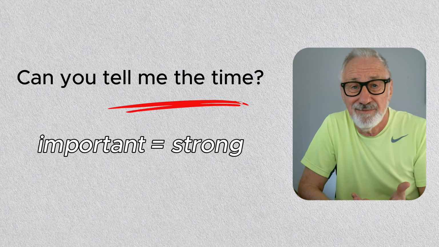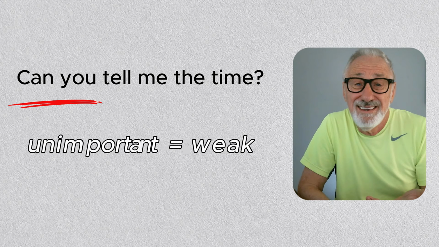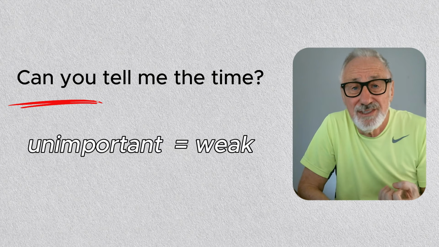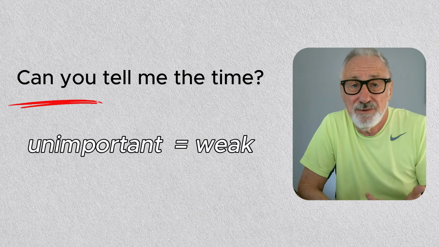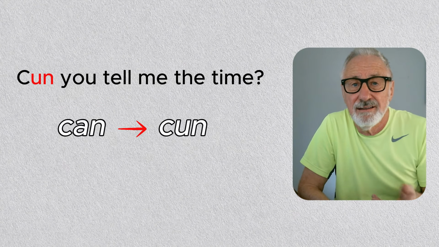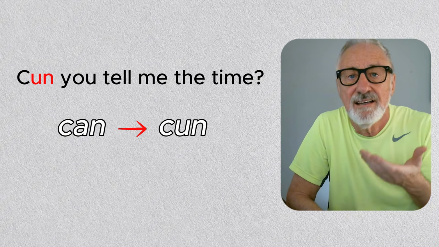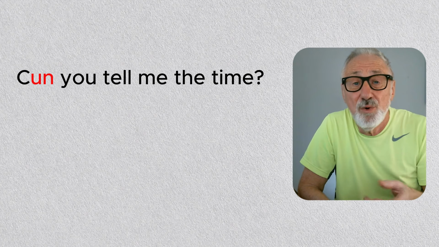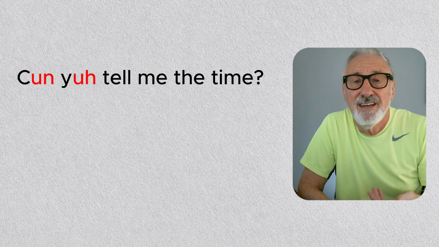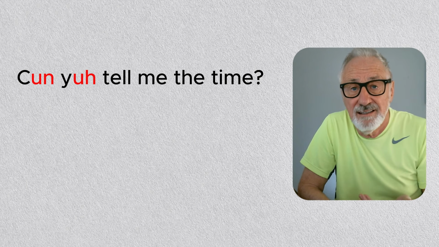Tell me the time. But that means that the can you is weak, and so it will be reduced to make it faster and sound more natural. Change the can to can. Can you hear the difference? Can to can. Just relax your mouth, keep your tongue flat. Can. And once more, we're going to change the vowel sound, the oo in you, with the schwa sound. So it becomes y. So can you becomes can you.